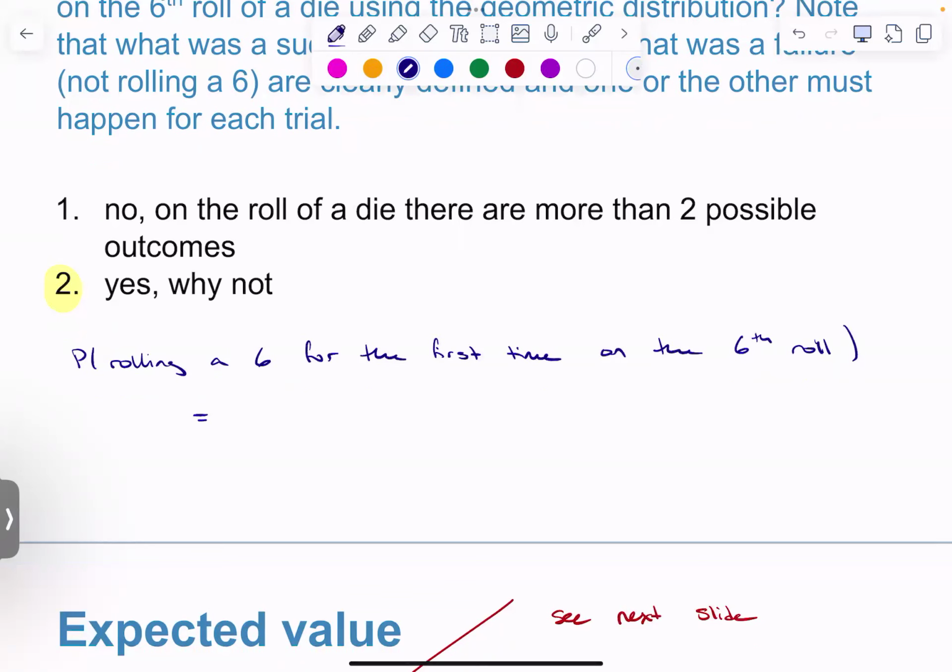So now I'm going to go up to the 6th roll, and so I like to have 1, 2, 3, 4, 5, 6 rolls, right? This is the first time that I get a 6. I roll a 6. Here I don't, here I don't, here I don't, here I don't, here I don't. Okay. Probability of not rolling a 6.